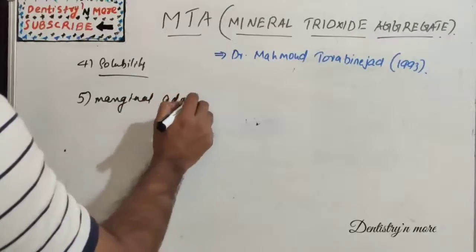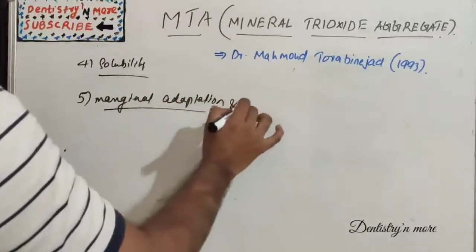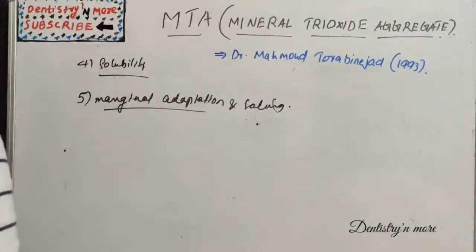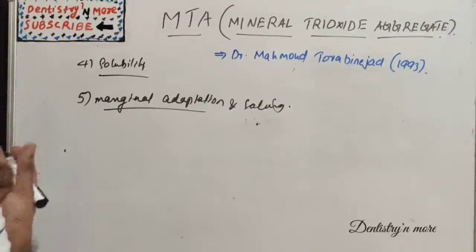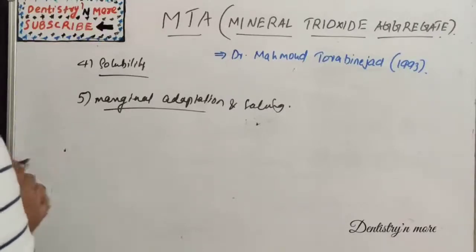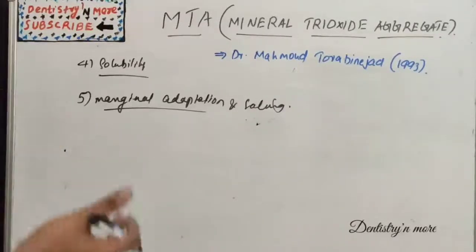Marginal adaptation and sealing ability. So it seals well. MTA expands during setting, which may be the reason for its excellent sealing ability. Its thickness of about 4 mm is sufficient to provide a good sealing of the root apex.